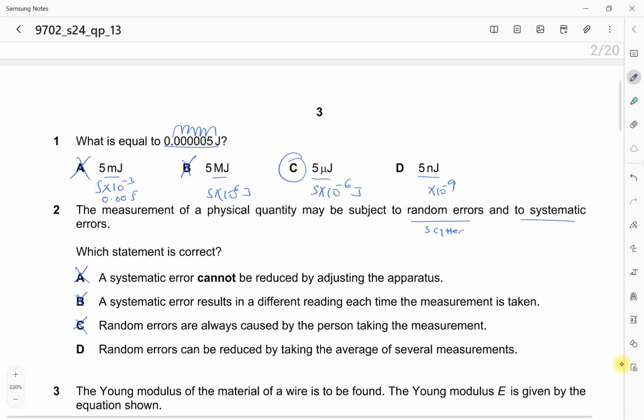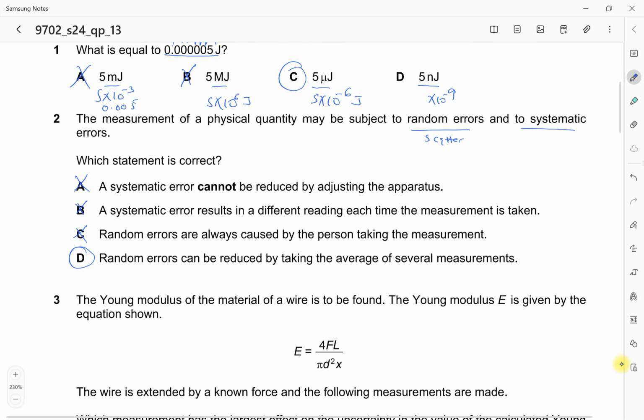random errors are not necessarily caused by the person taking measurements, but they are always going to be there. For example, wrong interpolation depends on judgment, or taking measurements from different angles. But random errors can be reduced by taking the average of several measurements. Of course, this is the correct answer to this question. So if for example you're measuring the diameter and you take measurements at different points around the object and you obtain the average, then you reduce random errors.